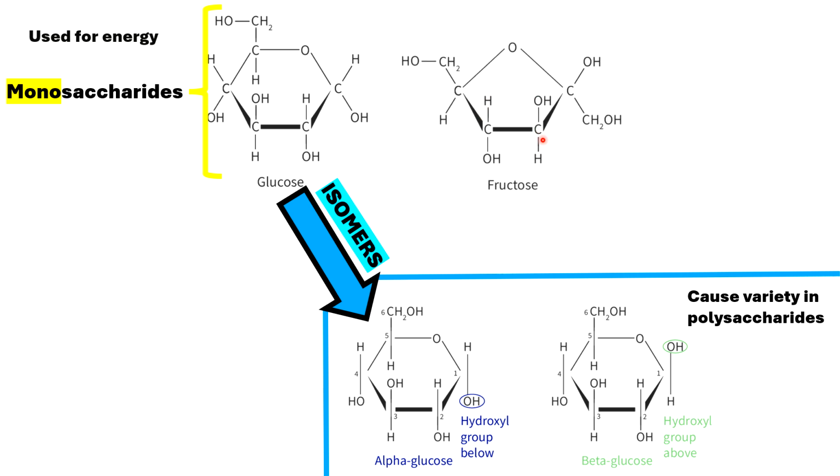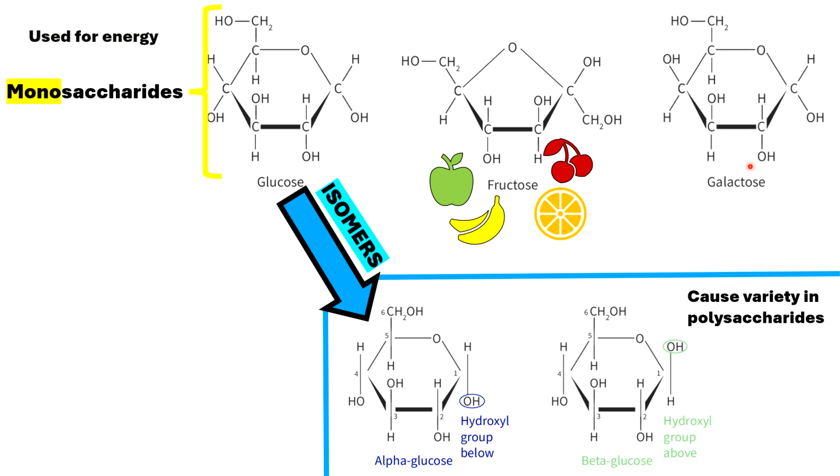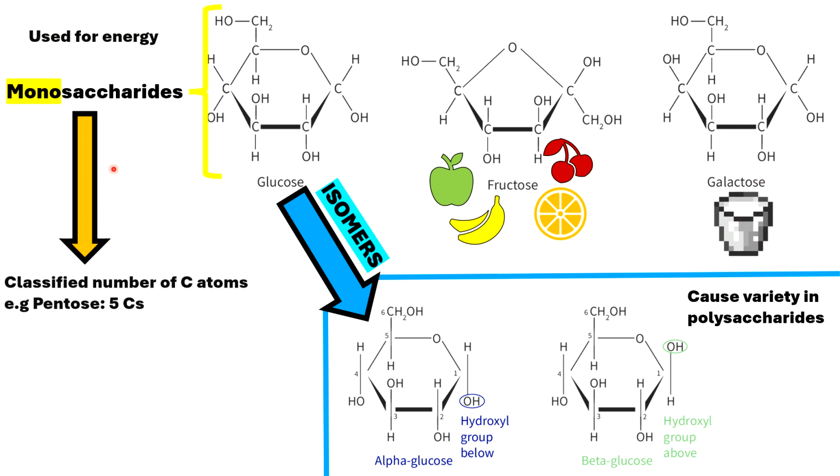Fructose is another monosaccharide, also used for energy. It's mainly found in fruits. You might know this. Galactose. This is found in milk, for example. Now, monosaccharides have a classified number of carbon atoms. So, pentose will have 5 carbon atoms. This is indicated by the pent. Remember, pentagon, 5 sides, pentose, 5 carbon atoms.